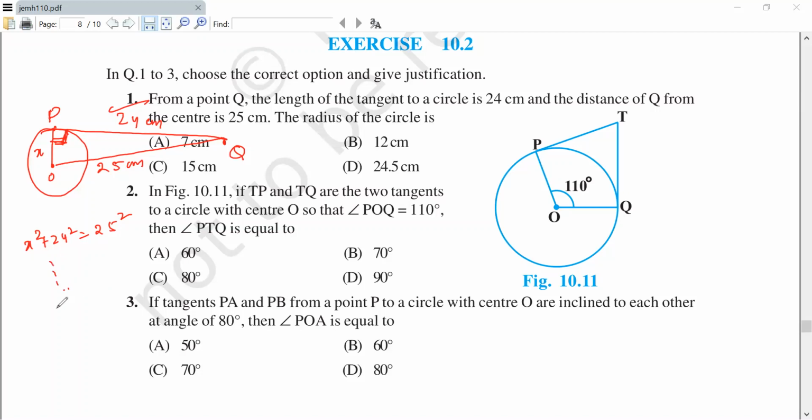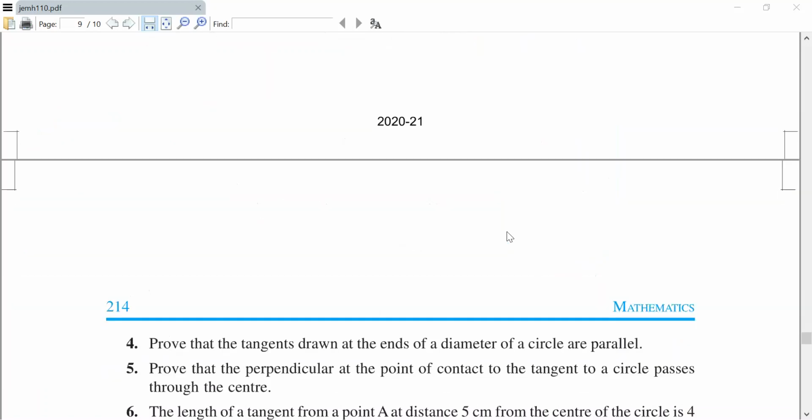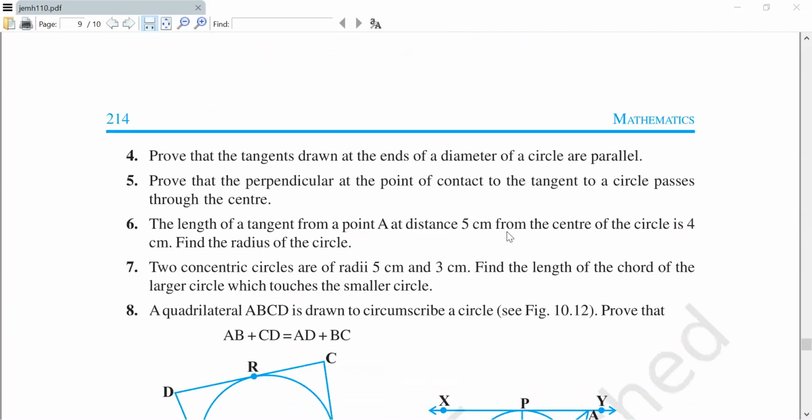You solve this, you will get x square equal to something. Take the positive root of that. Good with that? The same question is question number 6, if you scroll down. Question number 6 is also similar.